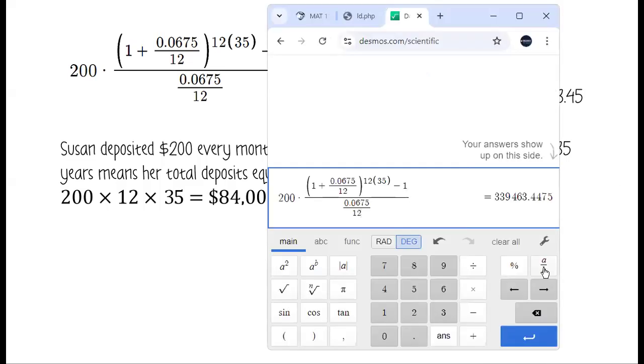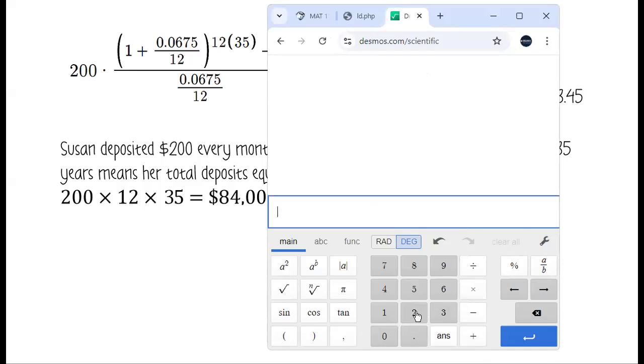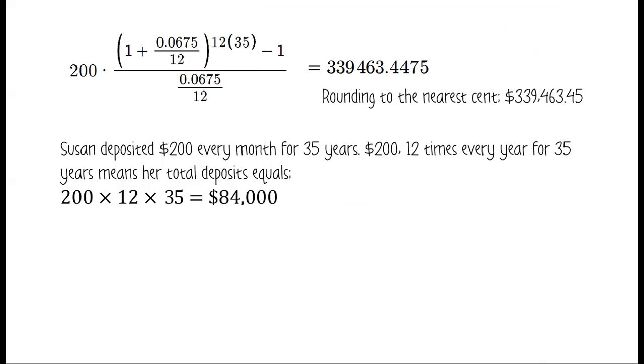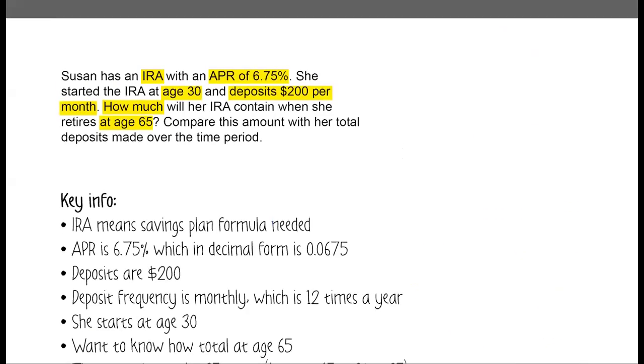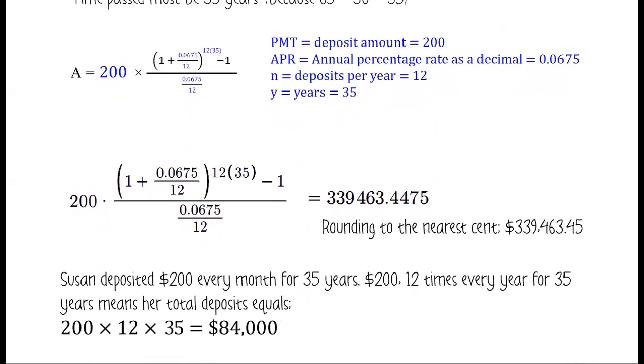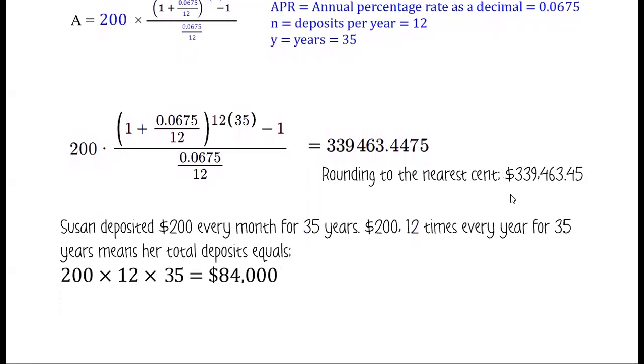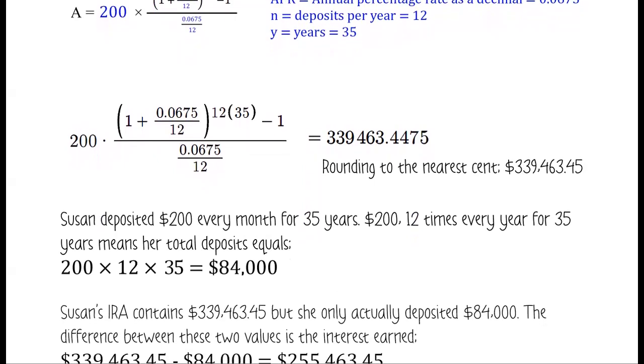You know what? I'm pretty sure I got that right, but since I typed it wrong the first time, there's no harm in double checking calculations. So 200 times 12 times 35, 84,000. Okay. So those were her total deposits. Now just double checking the question. How much will her IRA contain? We know that. Compare this amount with her total deposits. We know that. So we know what the IRA contains, the $339,000. We know her total deposits are $84,000, but we need to compare them. We can't just stop there.